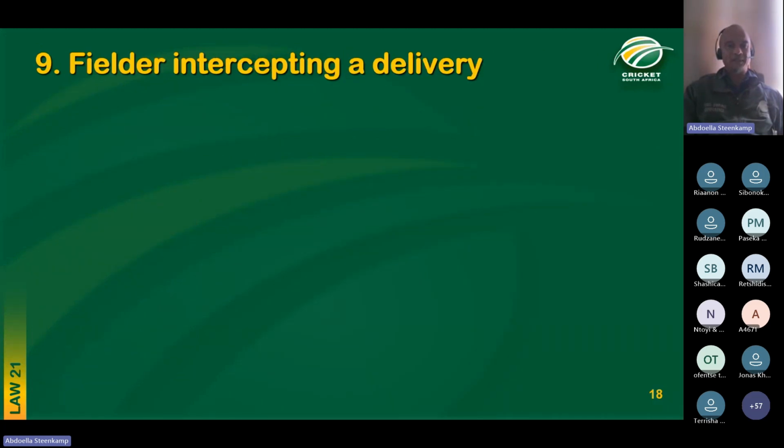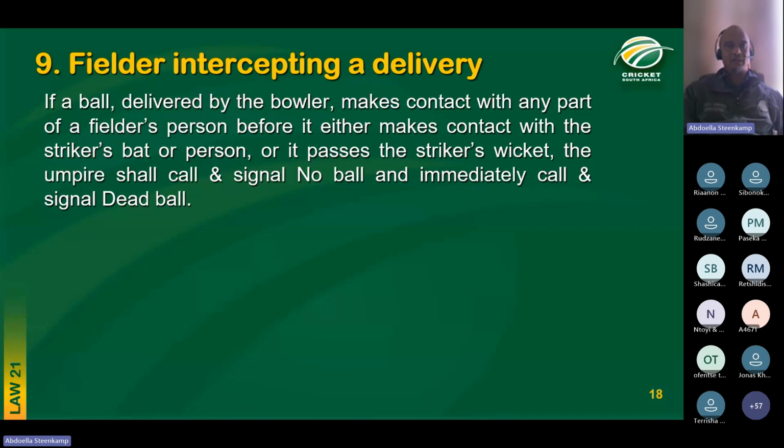What happens if a fielder intercepts a delivery? This refers to if you can visualize spinner bowling and you have a short leg fielder, let's say a silly mid-off, standing under the helmet close to the batter, just off the pitch. So the spinner bowls and the ball is a bit wide, and the ball then goes against the foot of this silly mid-off fielder, obviously standing close. So this is what this law means, fielder intercepting a ball.